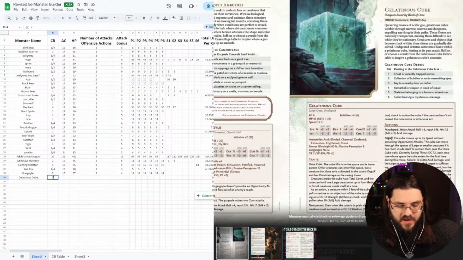So this is going to be CR2. Its AC is 6, which is big woof.